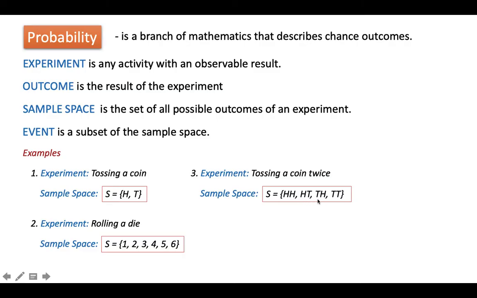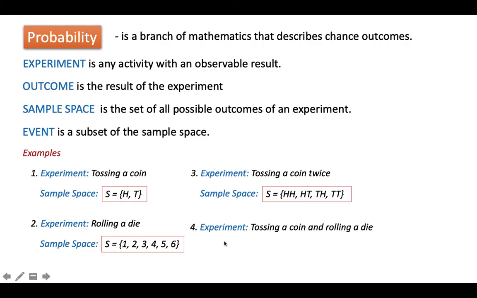Heads-tails and tails-heads are different. Or it can be that in our first and second toss, both are tails. So the set is tails, tails, or TT. So we only have 4 possible outcomes. So this will be our sample space for tossing a coin twice.